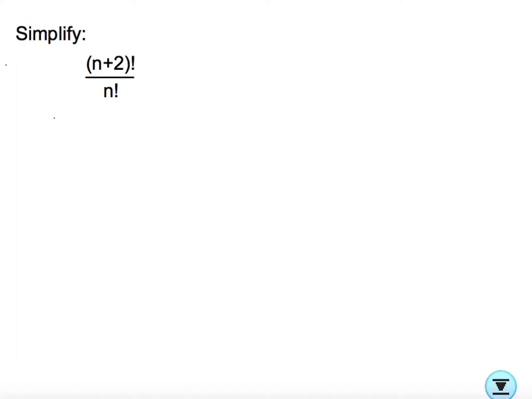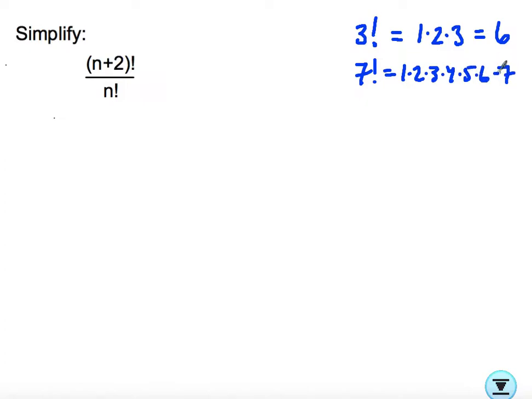Before, we've talked about factorials, which is when you've got that exclamation point. So for example, 3 factorial would be all the things from 1 to 3 multiplied together. Or 7 factorial would be all of the numbers leading up to 7 multiplied together. Okay, now those were easier to handle.